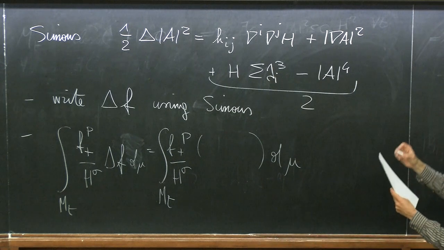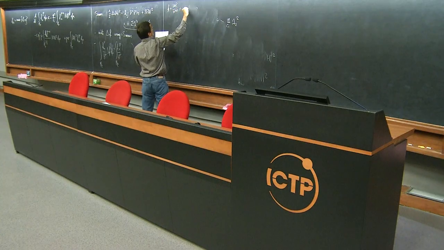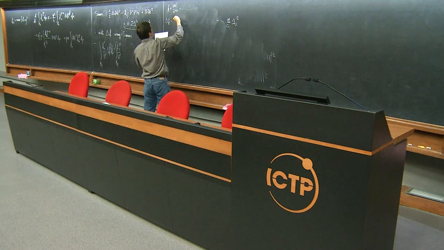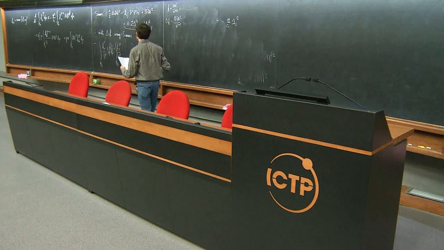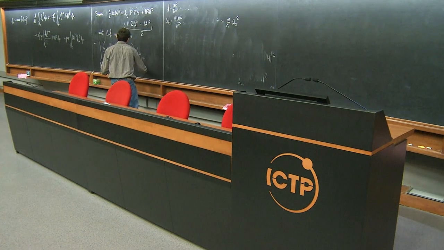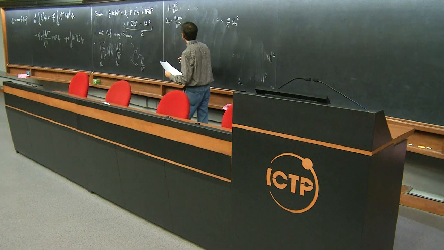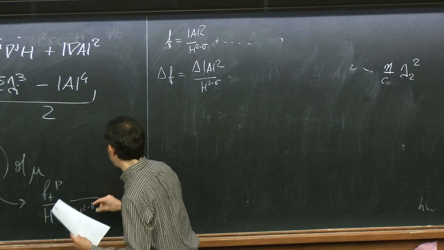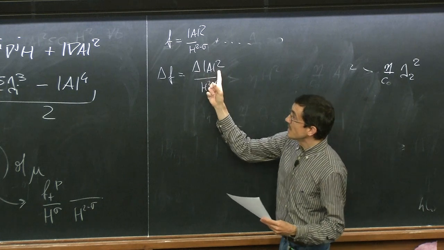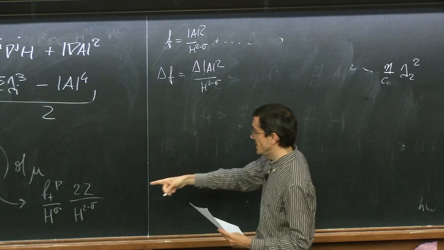Recall, so f contained a term, so the Laplacian of f contains the Laplacian of A square over H squared minus sigma. So here, the only term with no derivatives is f plus to the p over h to the sigma times h squared minus sigma, the denominator, and then here we have 2 times Z. So what we obtain is a term like this.